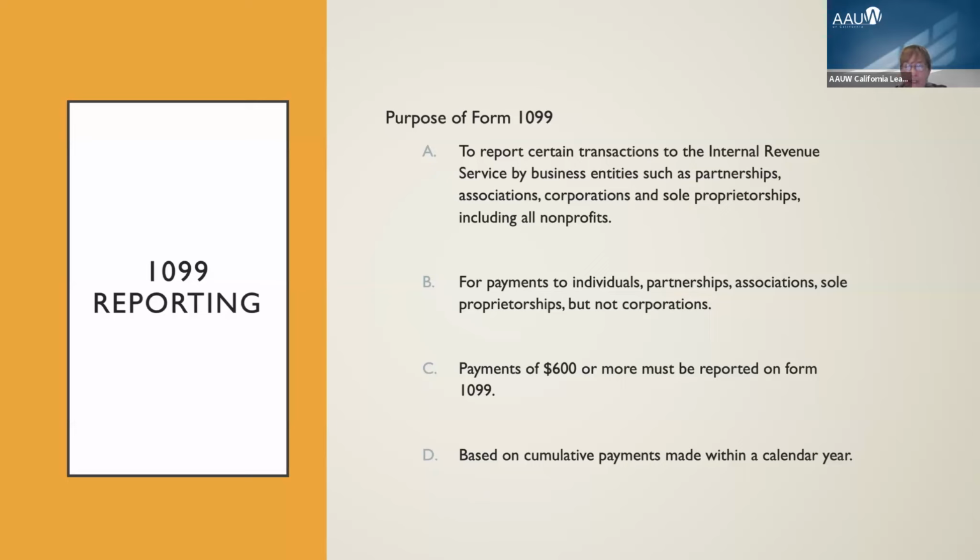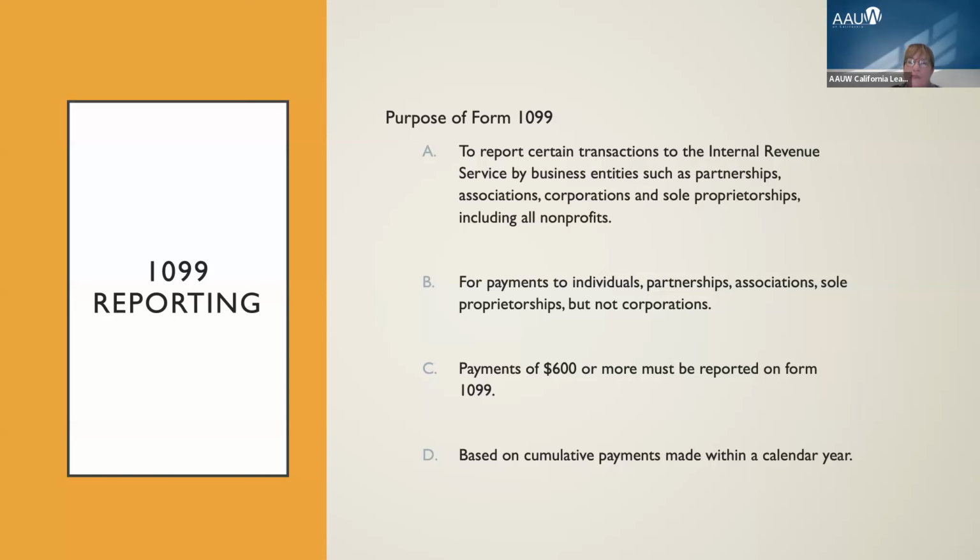But on this slide, it says payments of $600 or more must be reported on the form. So if your annual, and this is the calendar year, payments to a vendor, say for rent or something like that, is under that $600, you have no reporting requirement. So the IRS, I guess, doesn't want to look at $10 payments, so they did set a limit that it has to be $600 or more to be required.